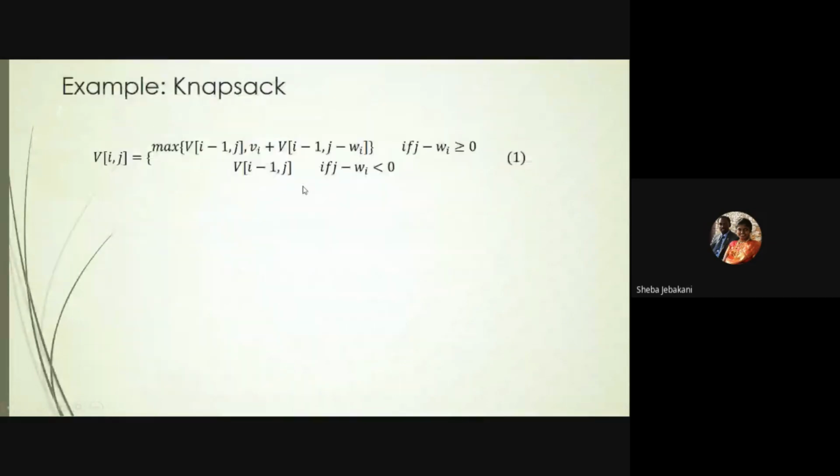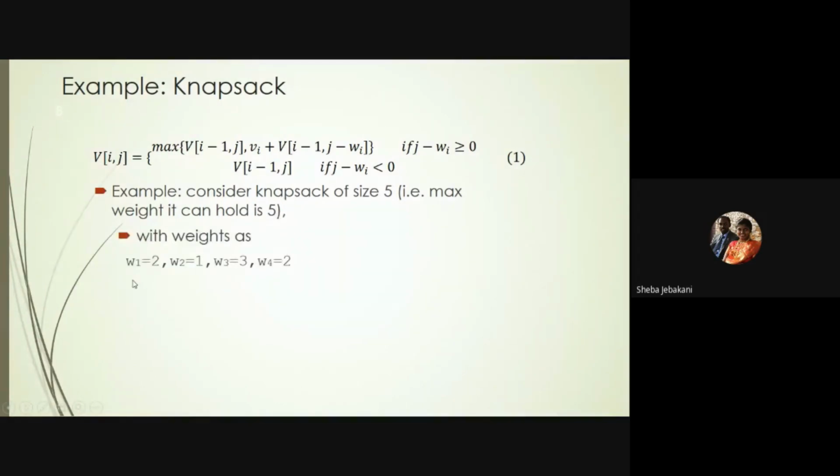Okay, so let's take an example and see how exactly this formula works and how we can do it using the table method. Now consider a knapsack of size 5, and the maximum weight it can hold is also 5. That means your maximum capacity is 5. The weights given to you are w1 is 2, then 1, 3 and 2. And the profit of the first object is 12, second object is 10, third object is 20 and fourth object is 15. Now what we have to do is find the maximum profit.